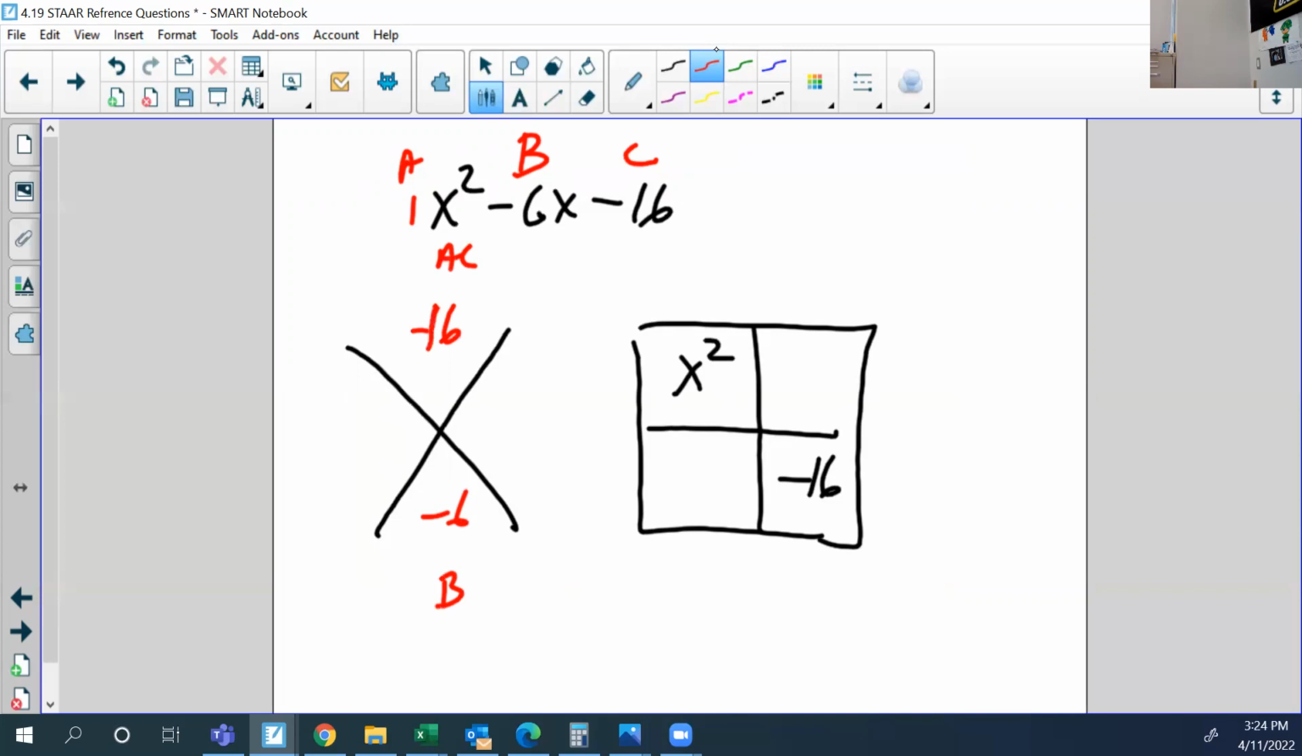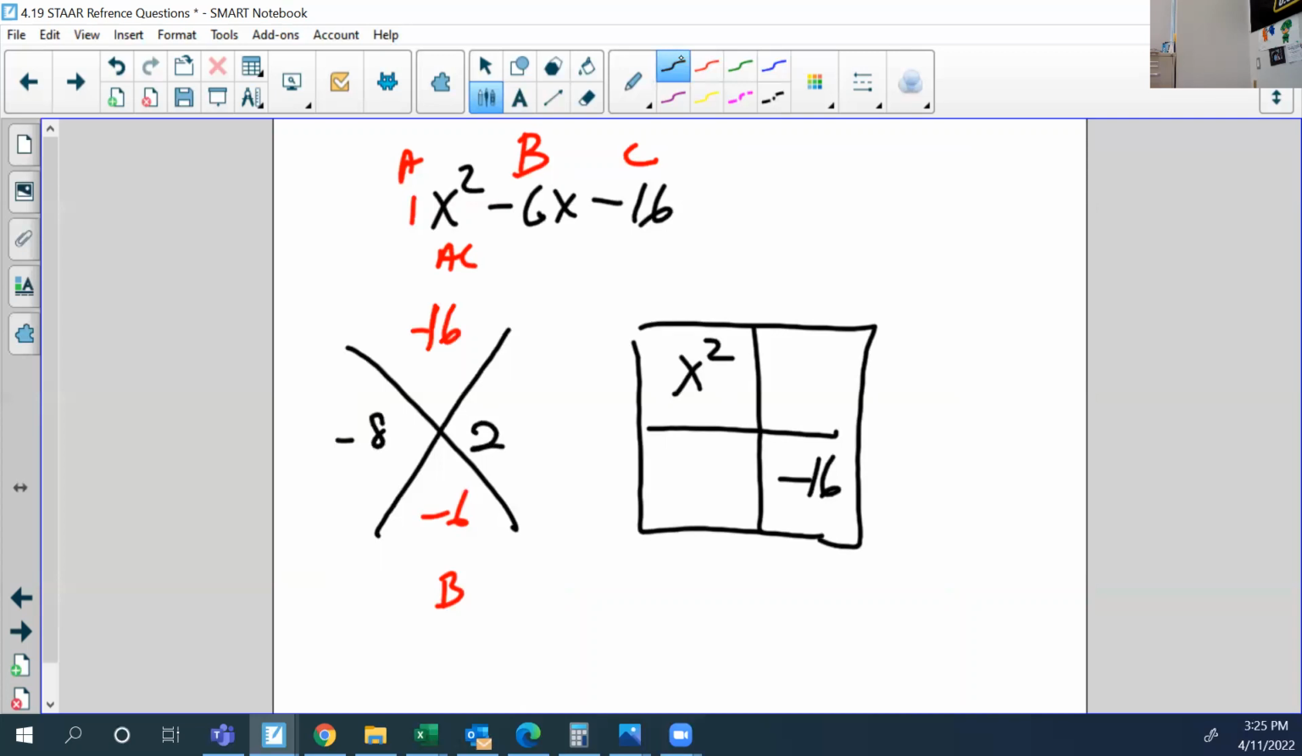All right. So what two factors, when I add them, give me negative 6, but when I multiply them give me negative 16? That's going to be negative 8 and 2, right? So it's going to be negative 8 and 2. And if you're stuck, guys, just list all the factors on the side.